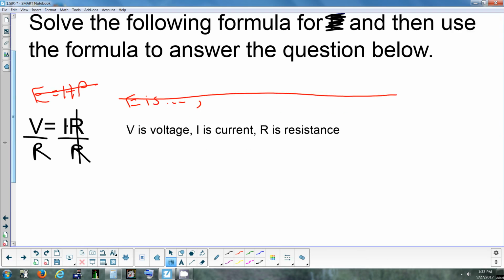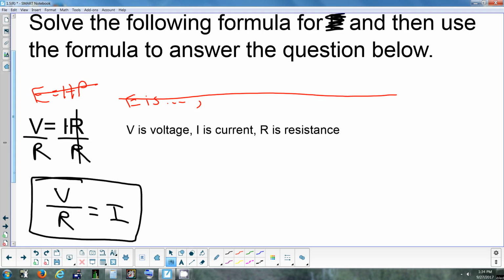So what does that say on the left? What does that mean? It's V over R. What does that line mean? Divided by R. And what is the whole thing? What's V? V is voltage. Voltage divided by resistance equals current. It gives you how much current would be in that wire.